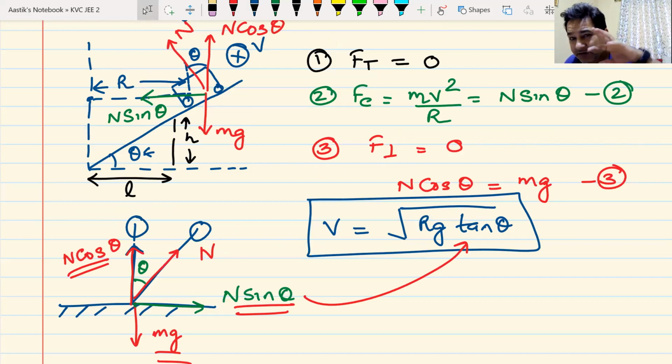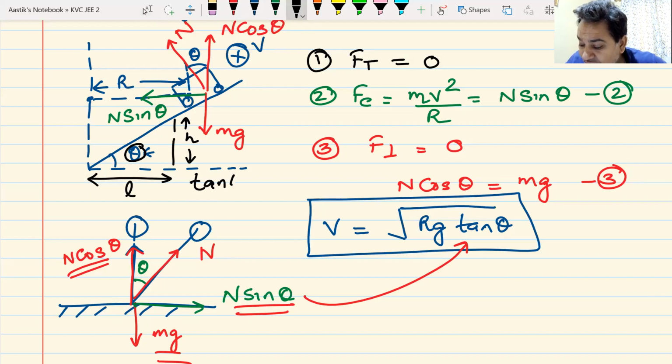And that is the reason that you have both banking and friction coming in. So sometimes instead of giving you this angle theta, which is normally 2 or 3 degrees, not more than that, they might give you h or L. Then you can find the value of theta. Tan theta will be equal to h by L. Is everyone getting this?